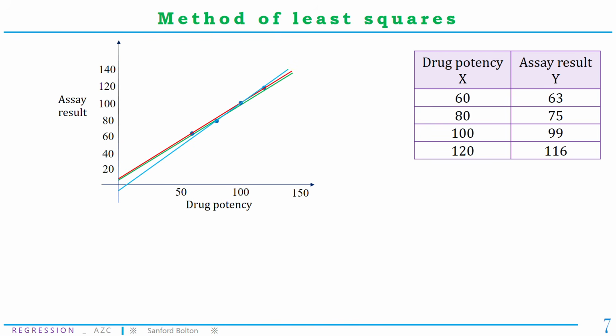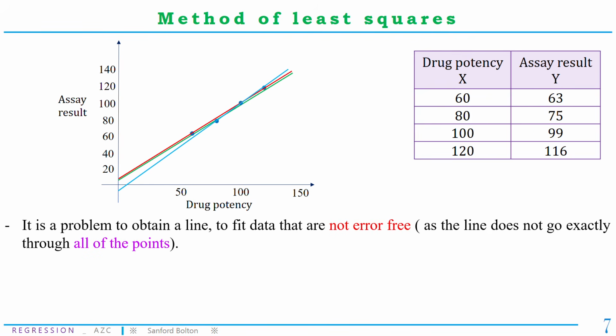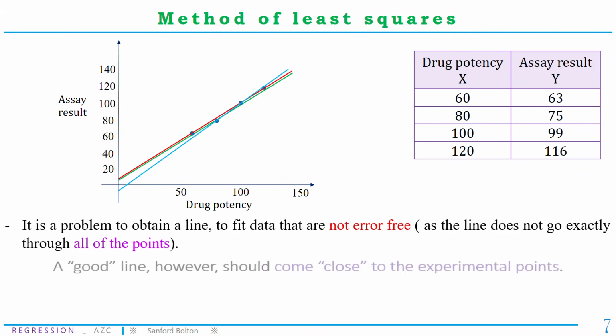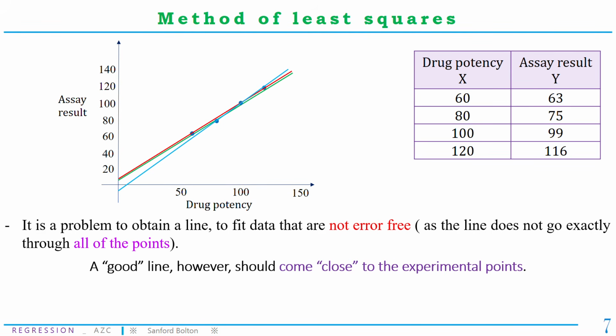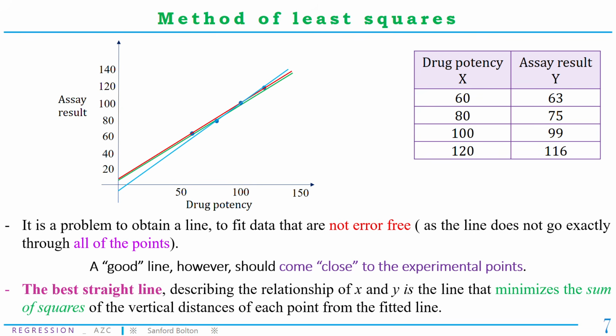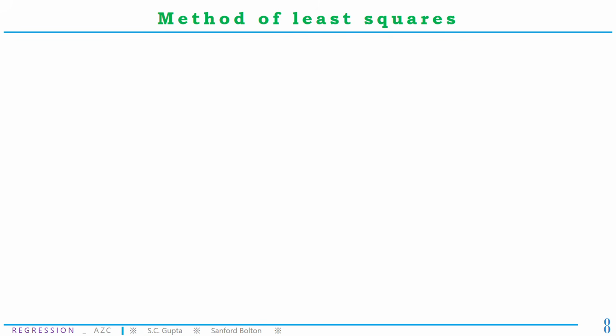So, which one is the best method to draw the straight line? It is a problem to obtain a line to fit data that are not error-free, as the line does not go exactly through all of the points. A good line, however, should come close to the experimental points. The best straight line describing the relationship of X and Y is the line that minimizes the sum of squares of the vertical distances of each point from the fitted line.